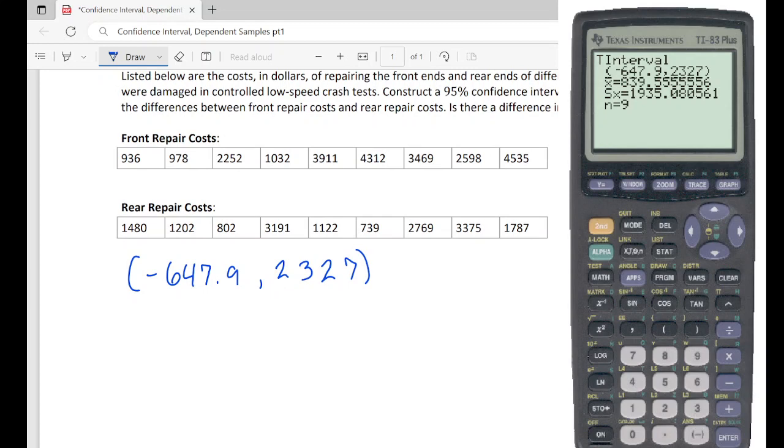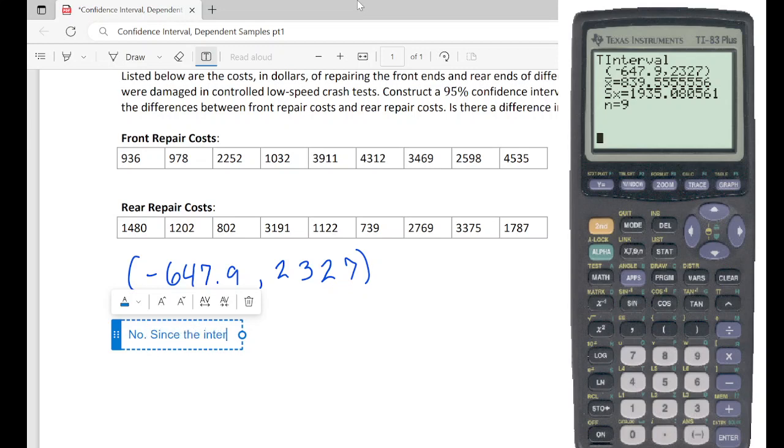And the question is, is there a difference in the costs? Well, we can see from our confidence interval, a negative number to a positive number, that somewhere in between there is 0. It has to hit 0 to go from negative to positive. And the only way to get 0 is if somehow, some way, the costs are equal, because of subtracting the difference. So if it is 0, that means they have to be the same. So is there a difference in costs? No.